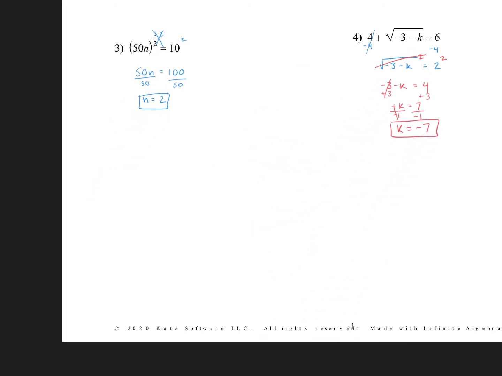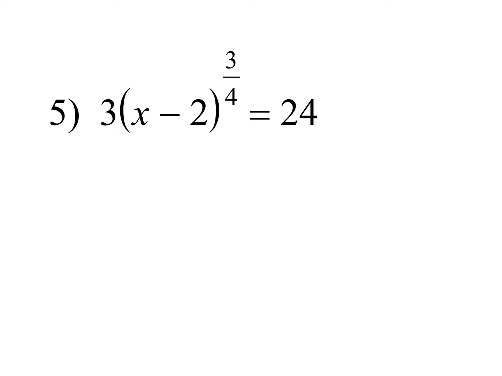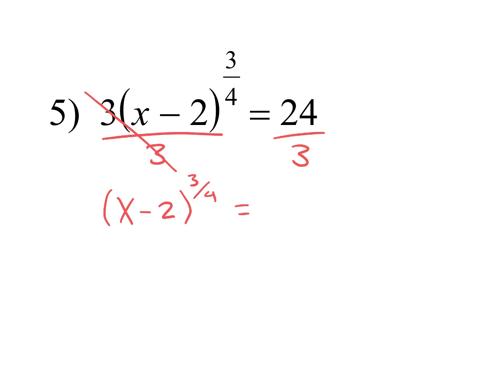On the next page. What should we do first? Divide 3 on both sides. Awesome. We want to get rid of that 3, so we're going to divide it on both sides. So x minus 2 to the power of 3 over 4 is equal to, what's 24 divided by 3? 8. What should we do next?